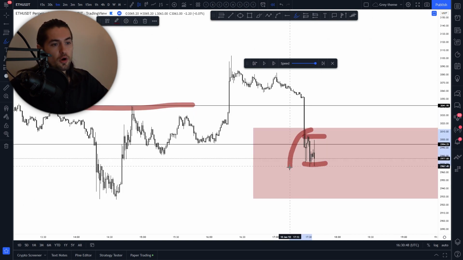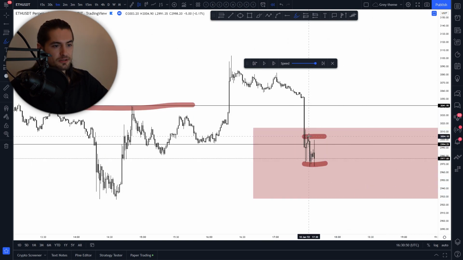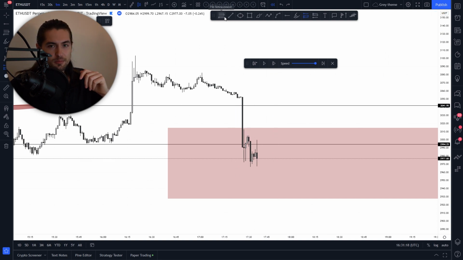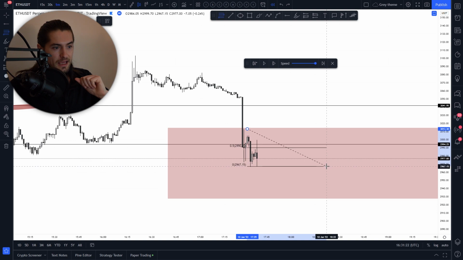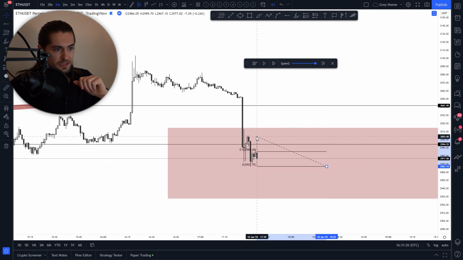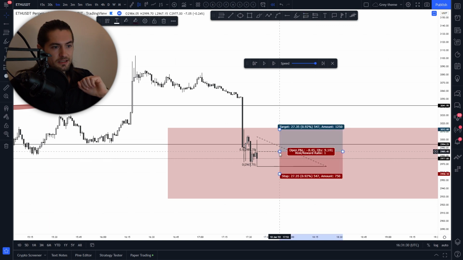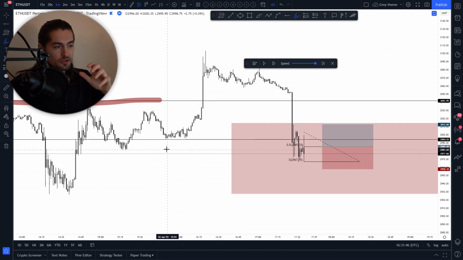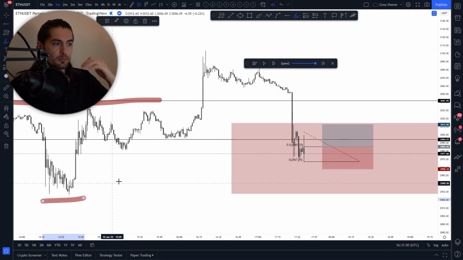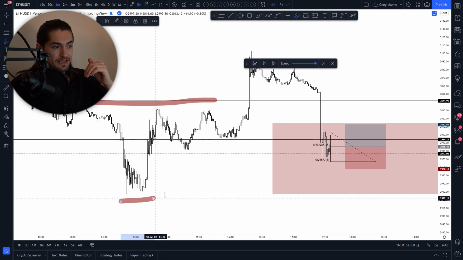To be fair, you could open your long anywhere around this zone, but if you want to be a little bit more precise, you can draw the Fibonacci from this high and this low. Or to be fair, I would probably do this right here. And you can enter your long position based on the 50% of the specific range. Your stop loss is supposed to be below the recent low that broke the structure. So it's this specific low.